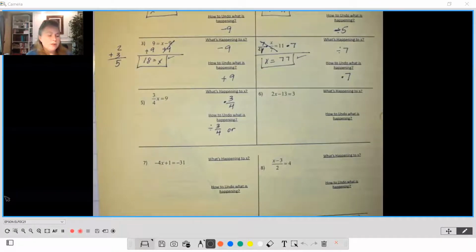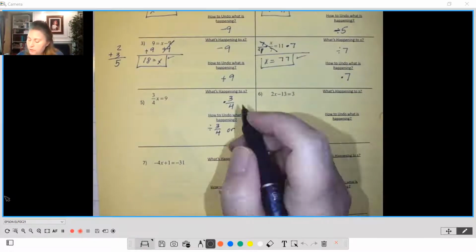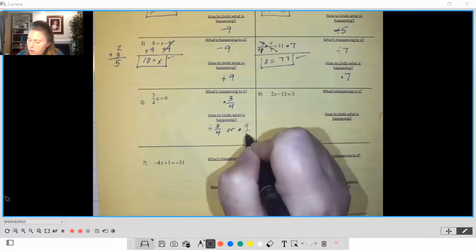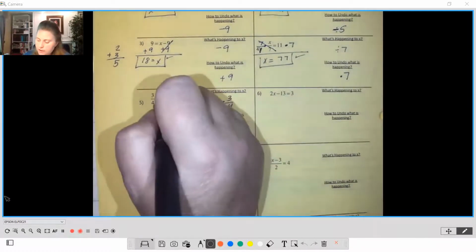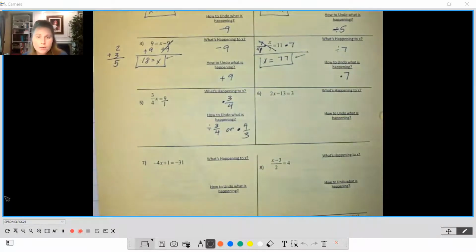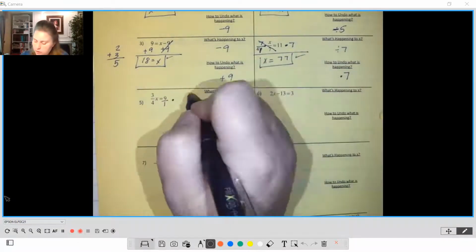Okay, how do we divide by a fraction? We multiply by its reciprocal. So to divide by 3/4, we multiply by 4/3. Okay, and whatever I do to the right-hand side, we have to do to the left-hand side. I'm going to change my 9 to 9 over 1. I'm going to multiply by 4/3.